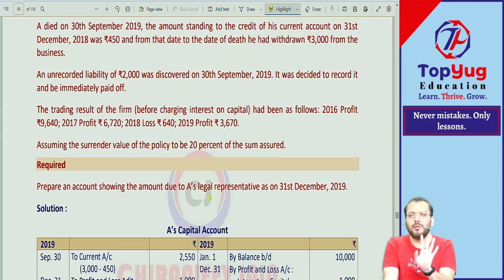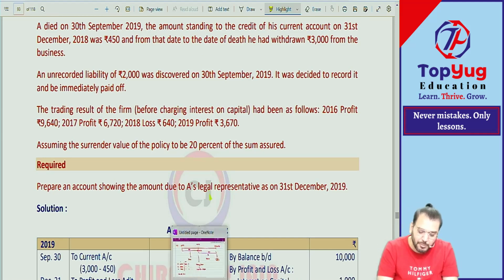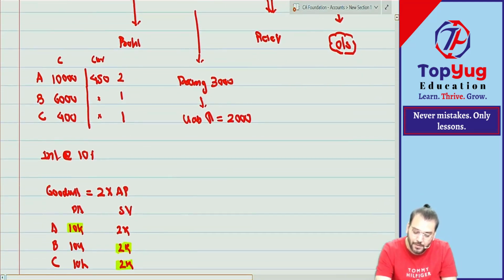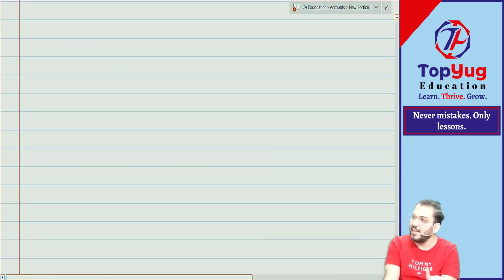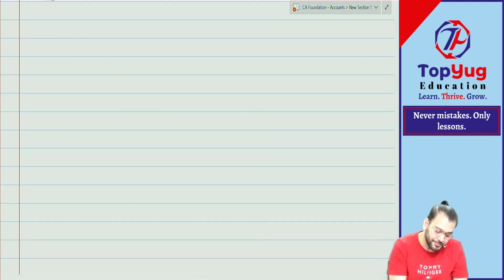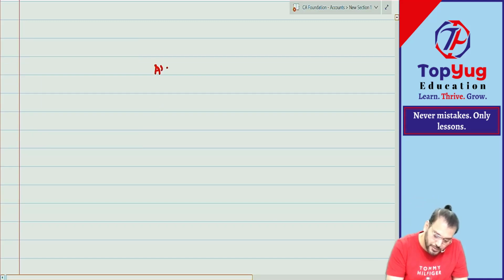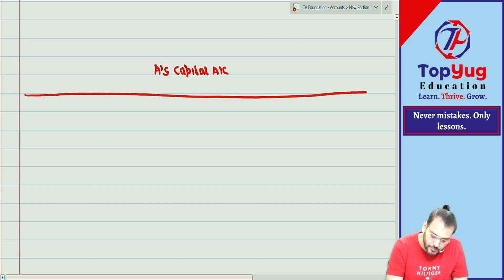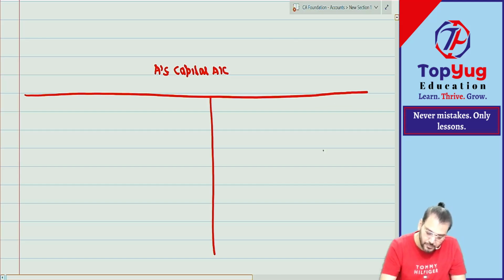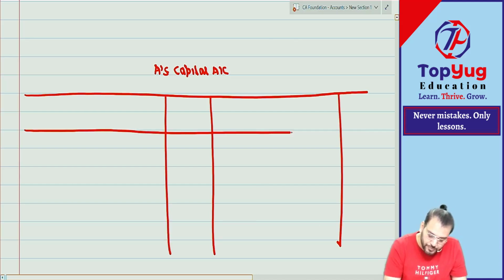It means they have asked only for A's account. Let us prepare only A's capital account. Correct. Can we prepare only A's capital account? Correct. Now let us prepare A's capital account. Write down A's capital account. What is the opening balance?